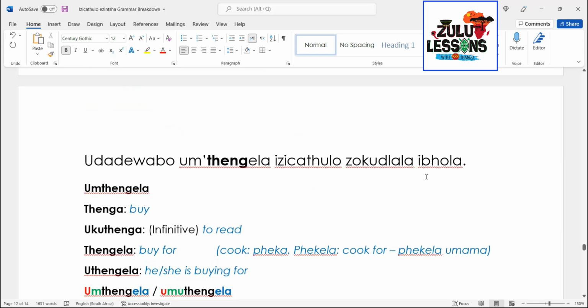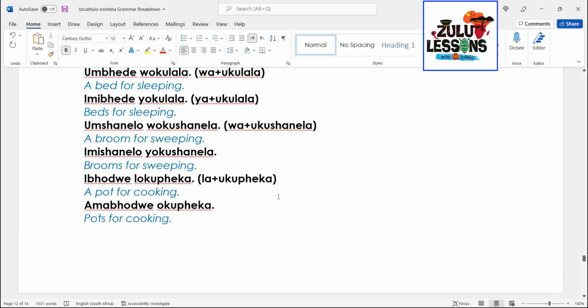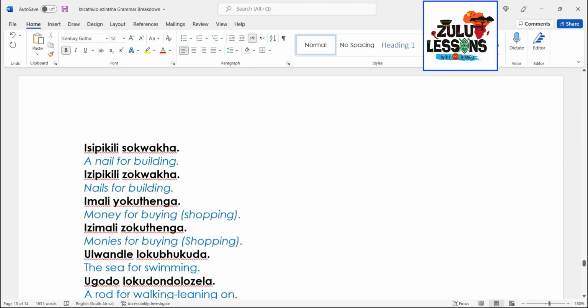Izicathulo zokudlala ibhola. You see? So even if you wanted to continue with this sentence, you could say amabhodwe okupheka ukudla. You see? So pots for cooking food. So I just wanted you to get the idea. Isipikili sokwakha, a nail for building. Izipikili zokwakha, nails for building. Imali yokuthenga, money for buying, or for shopping.